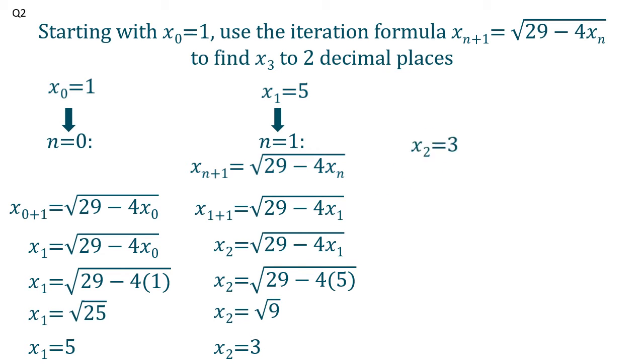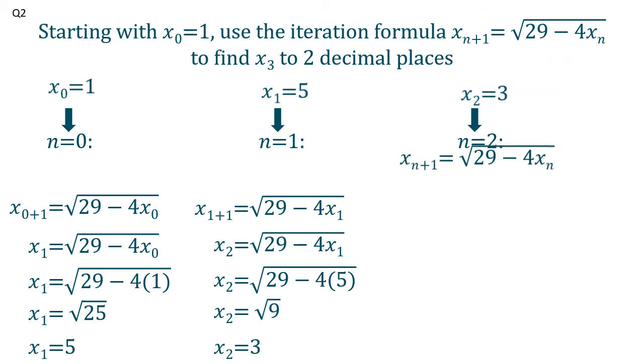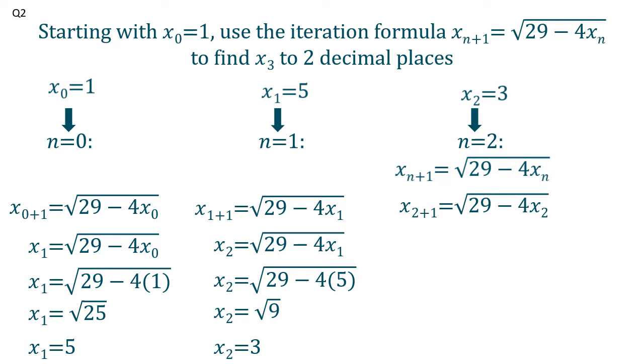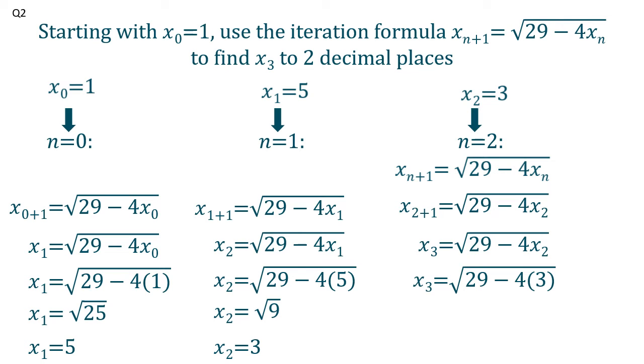Starting again with x2 equals 3, we now use n equals 2. Substitute all the n's for 2 in the iteration formula. We know 2 plus 1 equals 3, so we can see that we're calculating x3. We've already found that x2 equals 3, so we can substitute that in. Now all we need to do is put root 17 into a calculator, getting x3 equals 4.123. Our final answer is x3 equals 4.12 to 2 decimal places.